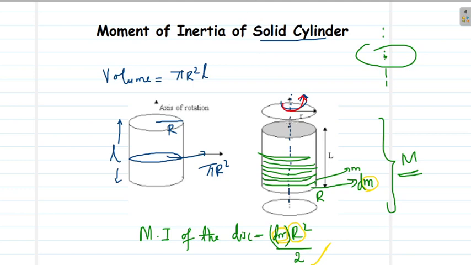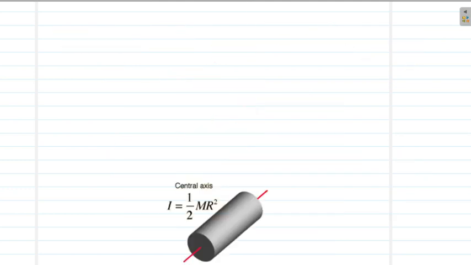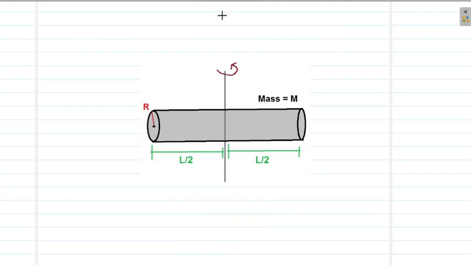Now coming to the second part, let us try to calculate the moment of inertia of the same cylinder about another axis. This axis passes through the center of the cylinder and is perpendicular to the length of the cylinder. So you may imagine the axis to be like this and you are making rotations like this. So the cylinder will execute circular motion about this axis.